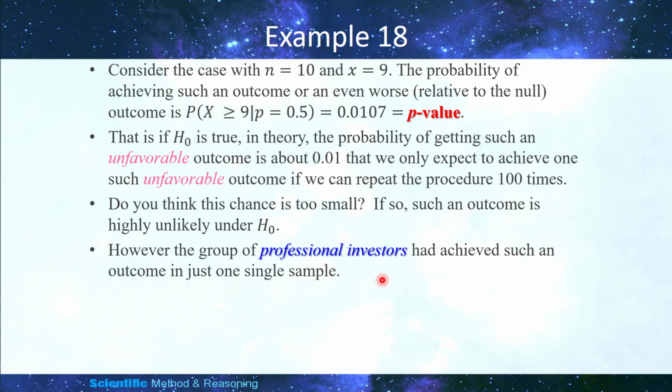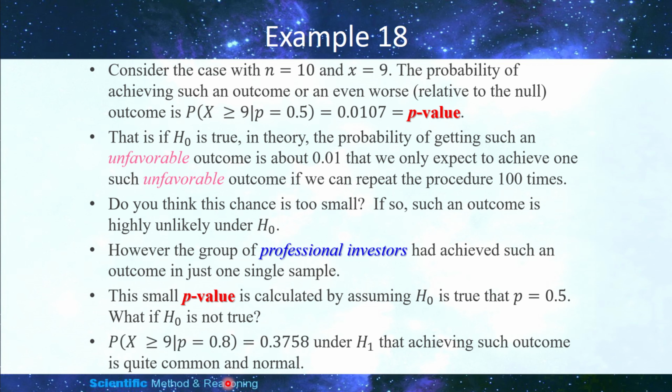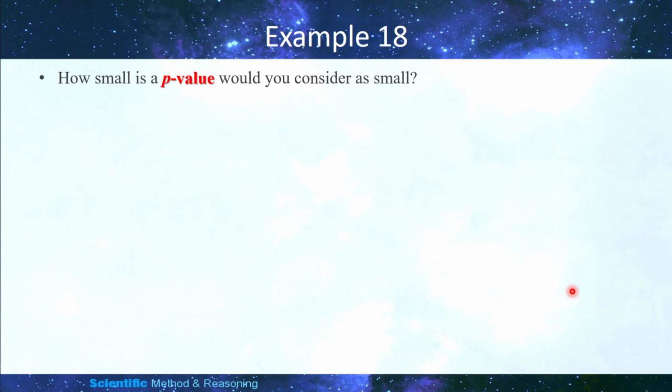However, the group of professional investors had achieved such an outcome in just one single sample. This small p-value is calculated by assuming the null hypothesis is true, that p equals 0.5. What if the null hypothesis is not true? Under the alternative hypothesis, this probability becomes 0.3758, which is quite common for achieving such an outcome under the alternative hypothesis. So what would be your decision?